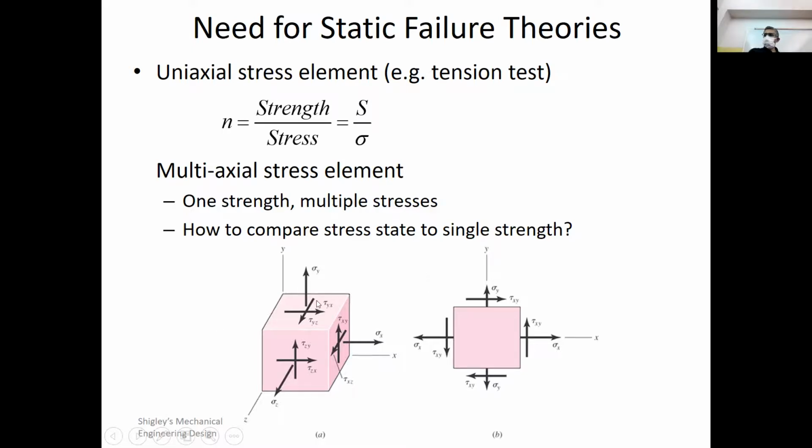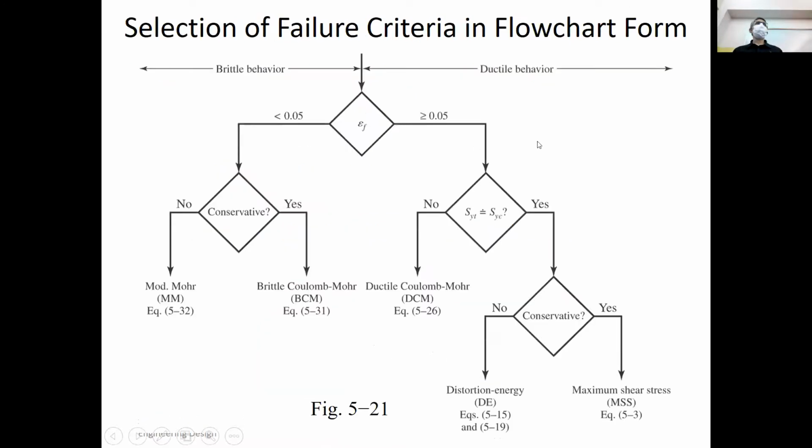I'm looking here at a 3D stress. I'm looking here at the plane stress. These do not compare with the uniaxial stress element of a tension test. How do I bridge this gap? Using static failure theory that we are going to discuss. The best way to look at the different theories, I borrow this flow chart from your textbook, which is figure 5-21. This is where I would go to help me identify which failure theory should be applied when.